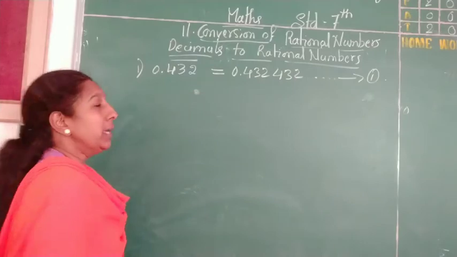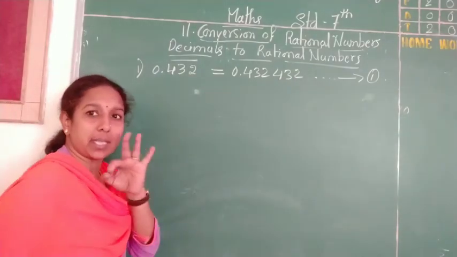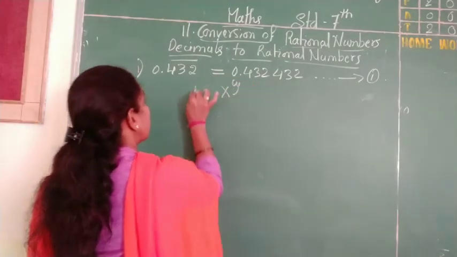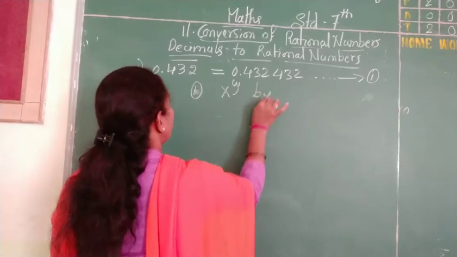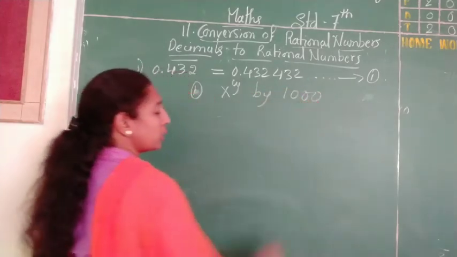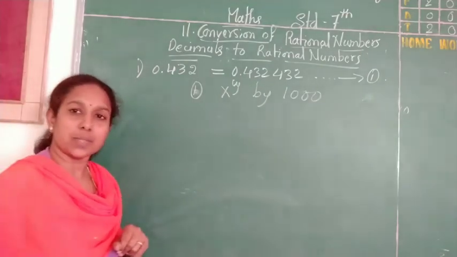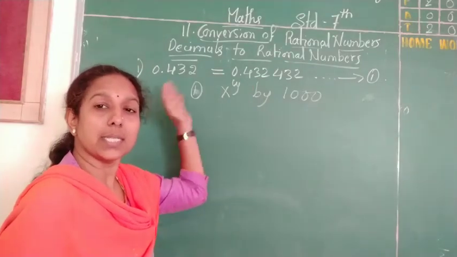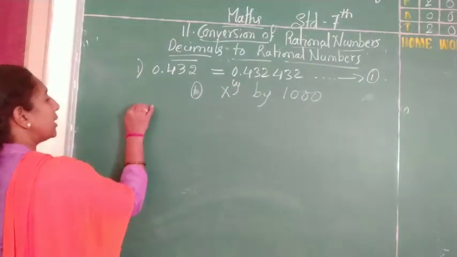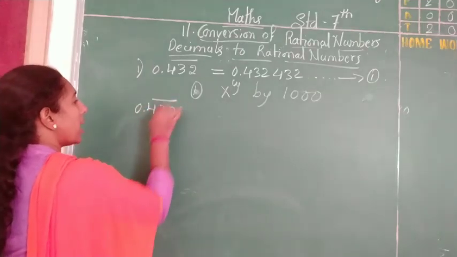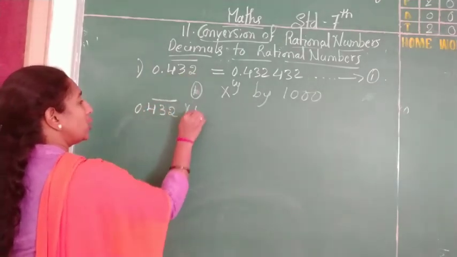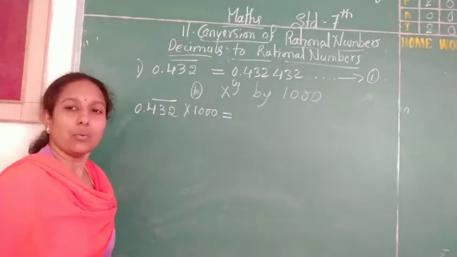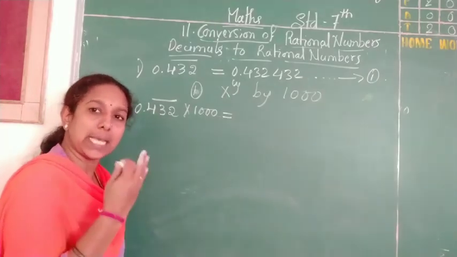Next, what is the step? Here after the decimal point there are 3 digits. So 3 digits means I should multiply equation 1 by what? 3 zeros, means 1000. I should multiply by 1000. When multiplying by 1000, I should multiply both LHS and RHS. So that will be 0.432 bar into 1000 is equal to x into 1000.